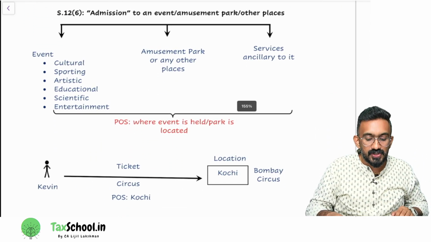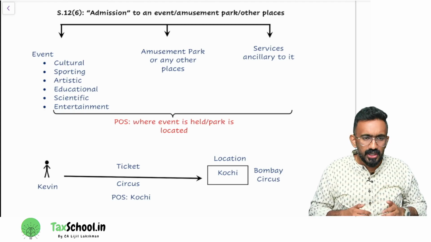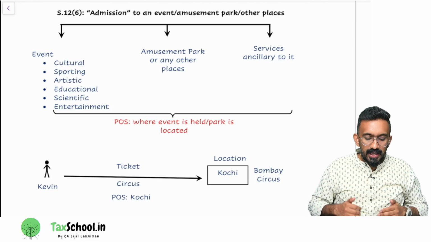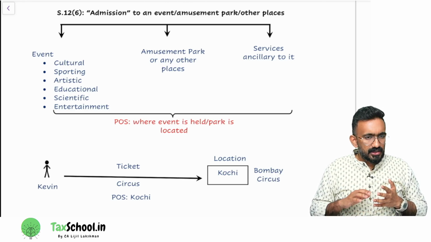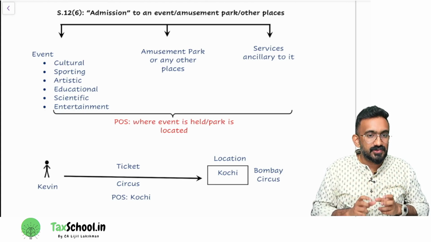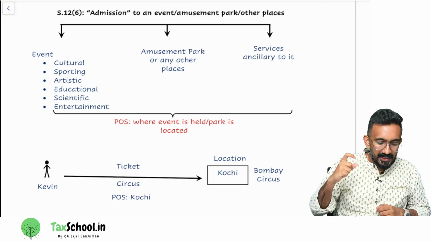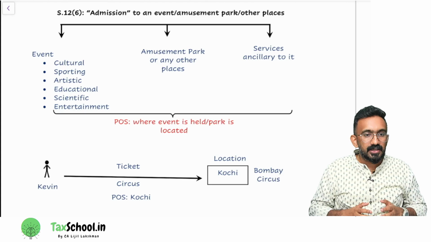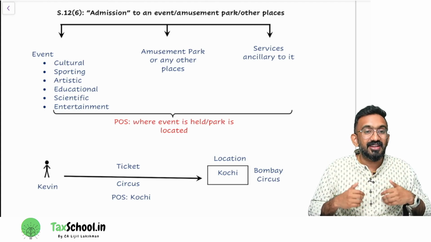Section 12 subsection 6 talks about admission to an event, amusement park or other places. A cultural event or sporting event like IPL, your ticket, what will be the place of supply for your ticket? For an event, or it could be an amusement park. What will be the place of supply for the ticket? It will be the location where the event is held.